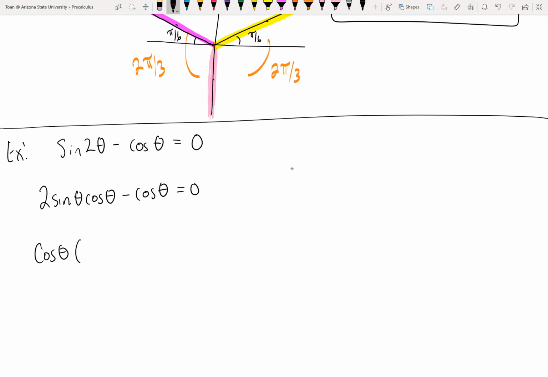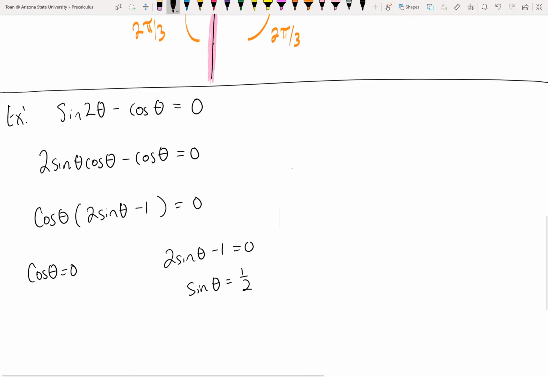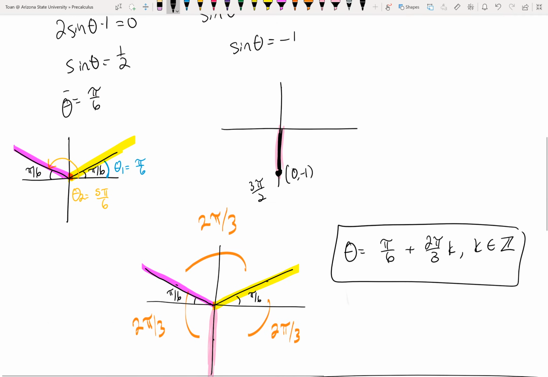and then it becomes like a regular problem that we did yesterday. As a matter of fact, this might be the same example that we did yesterday. So zero product property: cosine of theta equals 0, 2 sine theta minus 1 equals 0. So sine theta equals 1/2. We already did this one in the previous example, right? Sine theta equals 1/2. Yep.